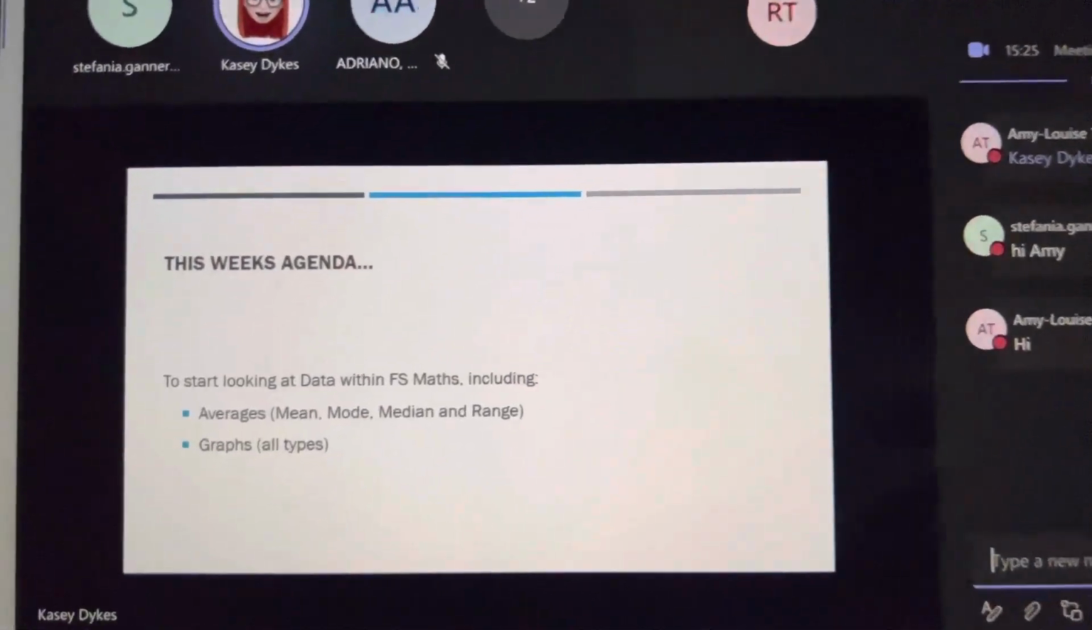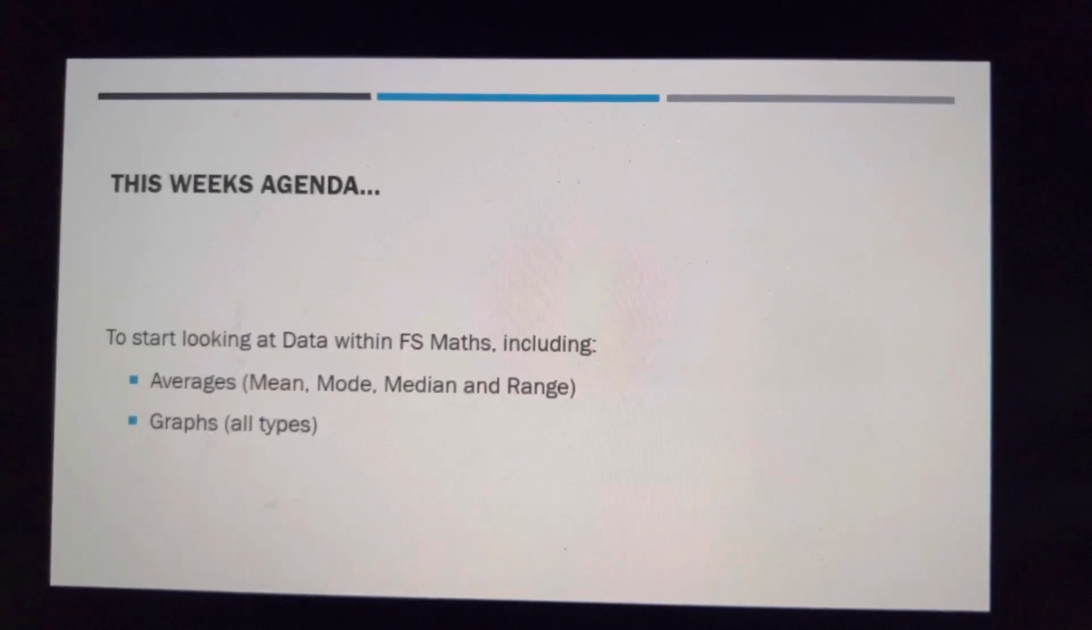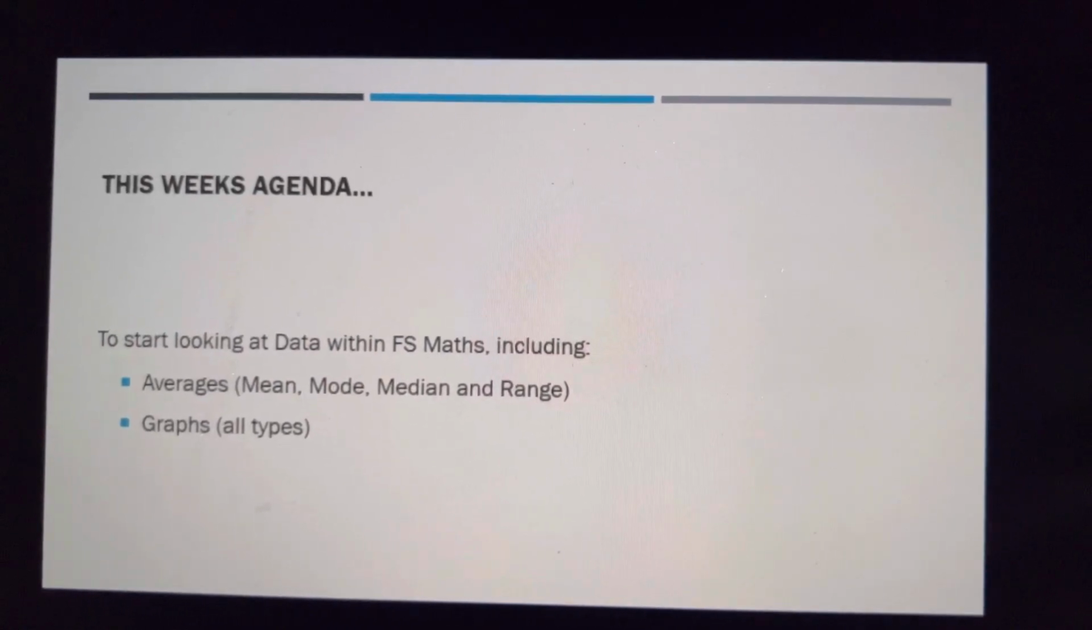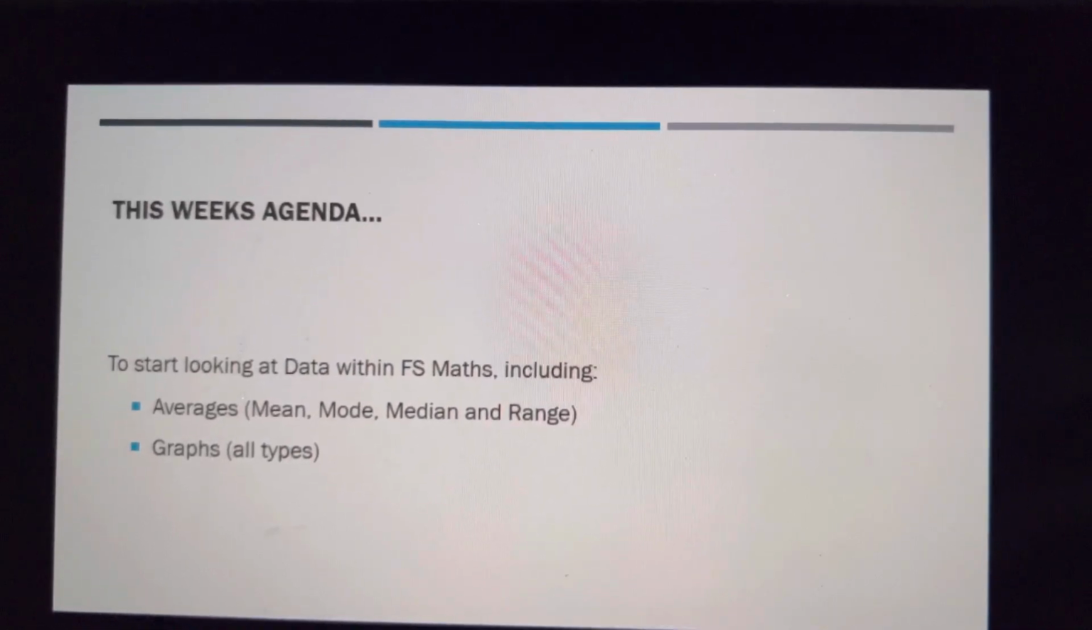So it says all types. However, there's only two that we really need to worry about. I think we look at three, but there's only one that really comes up, but we're going to look at another two just in case.